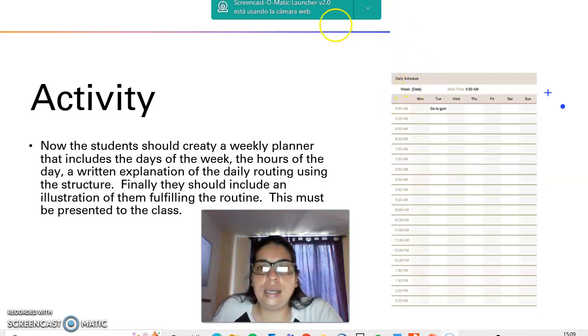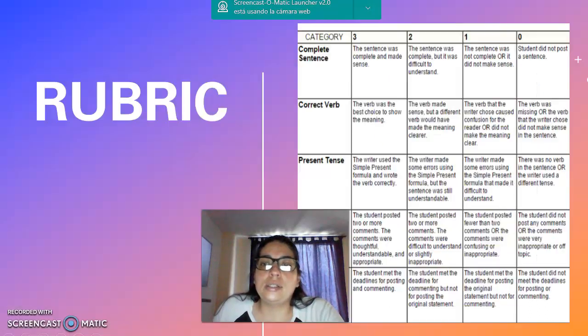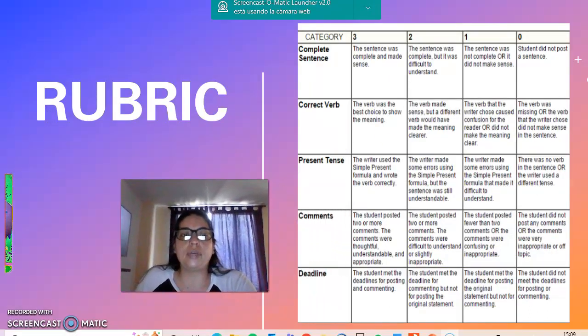All right, so I have decided to have the students break this down by hours, okay? And then in the spaces, they're going to have to write down the activities that they're going to do by using the simple present tense. And finally, they can also include an illustration, okay? Of course, before having them fulfill this activity, they need to know how they're going to be graded. So that's why we have a rubric, okay?